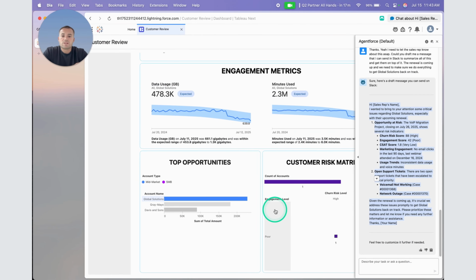So all from my dashboard, I've identified a critical issue, an opportunity that's at risk. I've delved into more insights through the power of AgentForce. I've updated some support tickets and got my service team swarming that. And I've let the rep know that this is a priority. They need to reach out to the customer, all from within my dashboard. And that's the power of AgentForce and Tableau Next.